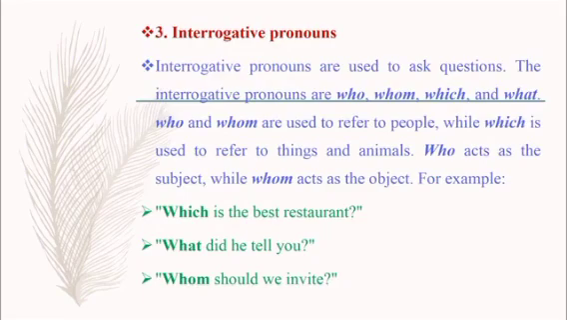Next, we are going to learn about interrogative pronouns. Interrogative pronouns are used to ask questions. The interrogative pronouns are who, whom, which and what. Who and whom are used to refer to people, while which is used to refer to things and animals. Who acts as the subject, while whom acts as the object.